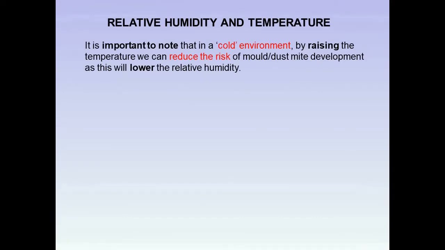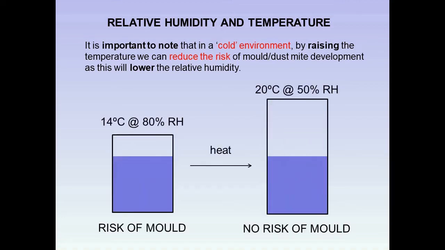It's important to note that in a cold environment, by raising the temperature, we can reduce the risk of mould, dust mite, and so on developments, as this will lower the relative humidity. And this diagram illustrates this, as we've illustrated it previously. At 14 degrees at 80% relative humidity, we would have a risk of mould. However, if we can increase the heat to 20 degrees, the relative humidity drops to 50% and the mould risk is gone.